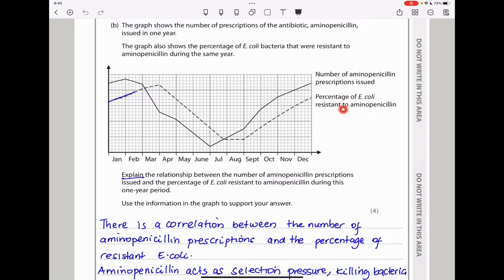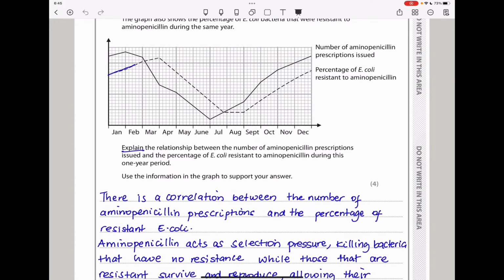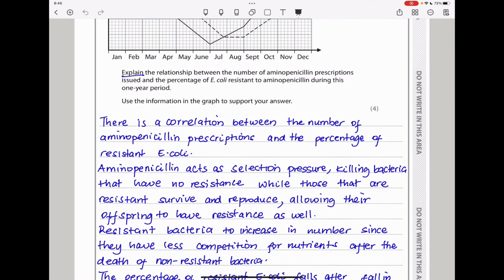So they continue down here to say, explain the relationship between the number of aminopenicillin prescriptions issued and the percentage of E. coli resistant to aminopenicillin during this 1 year period. So we can see as we do more prescription, the percentage slightly increases because, of course, that is kind of exposing them. Natural selection is going to occur.